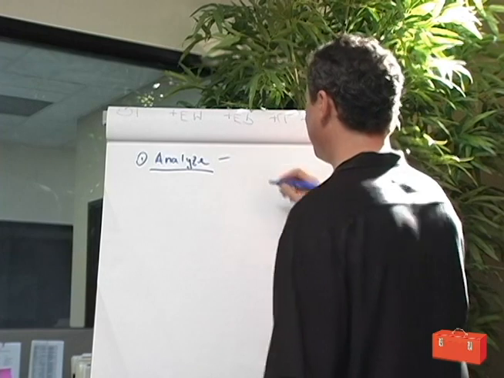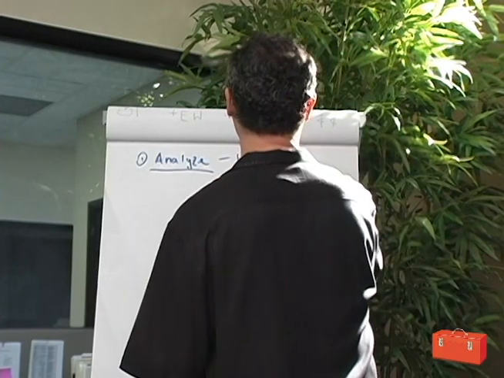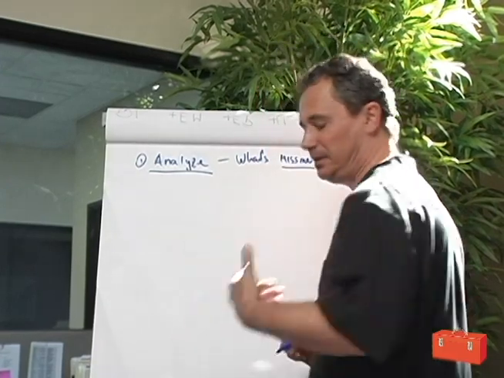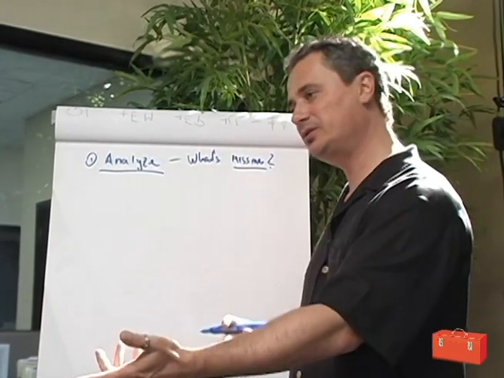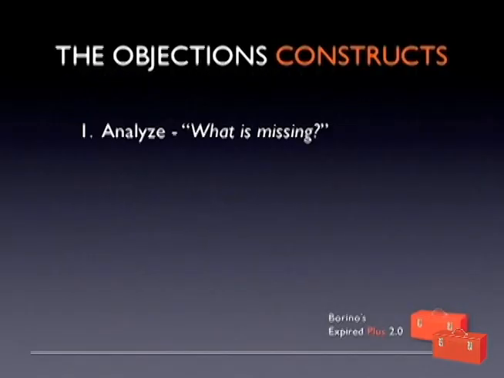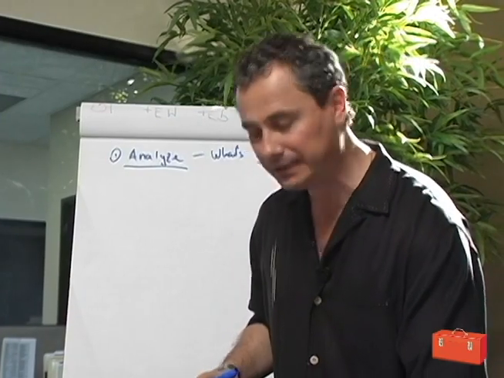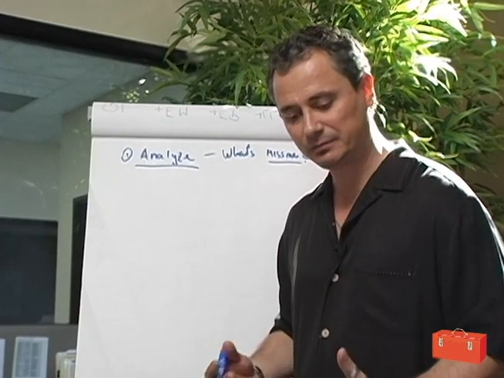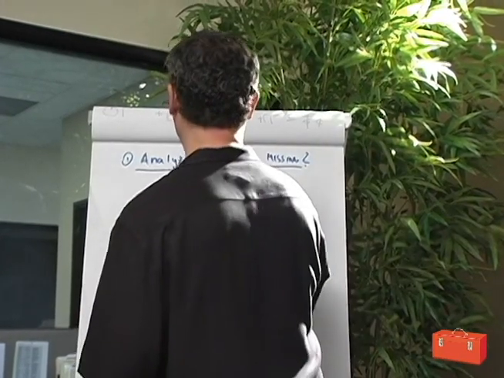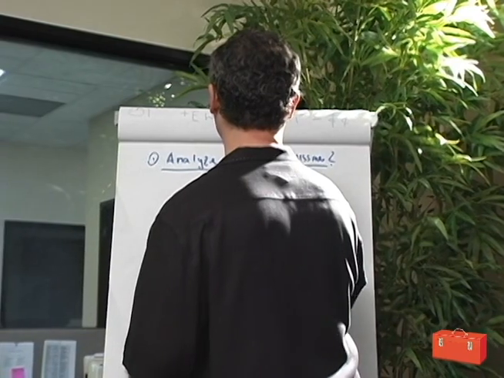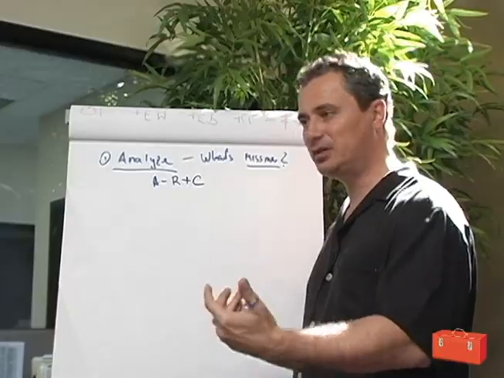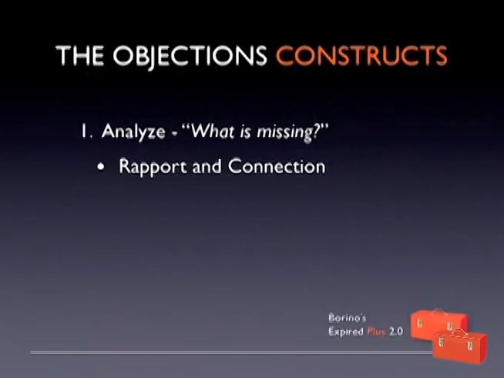So the question you always ask is, what's missing? Is something missing in the communication with the seller? If I'm talking to an expired listing, first an objection pops up. Let's take the first one you gave me. That was a good one. We're going to wait till the market gets better. So that comes up in a communication, on the phone, or in person. So I analyze what's missing. And the first thing that can be missing is rapport and connection. That's usually what's missing. You get these objections because you have not connected yet with the person you're talking to.